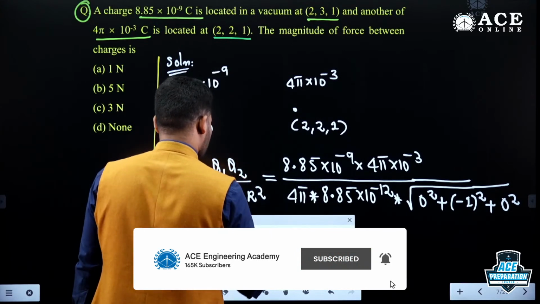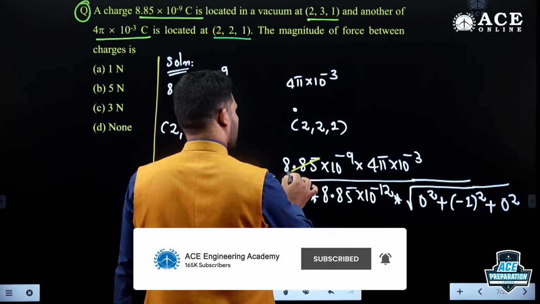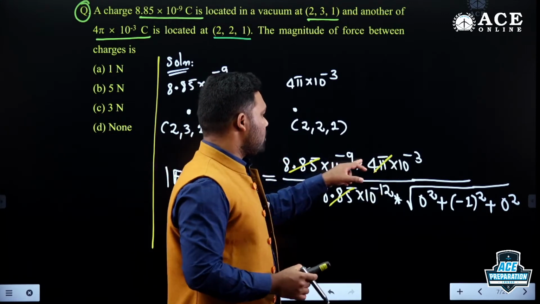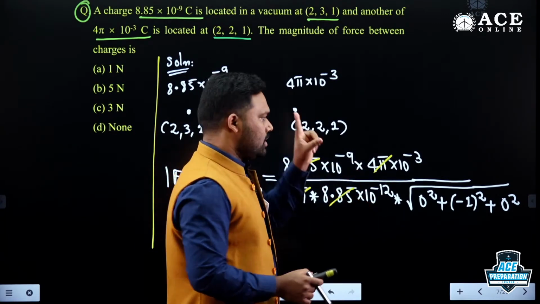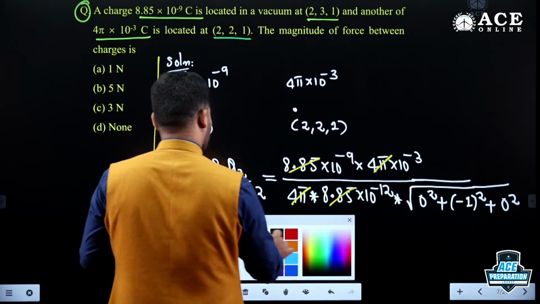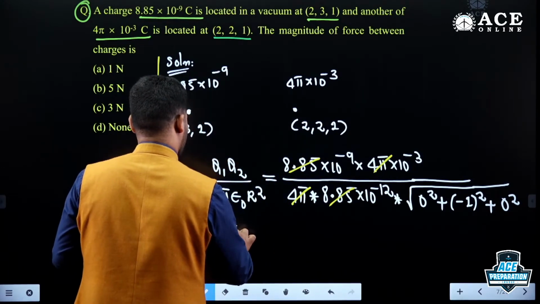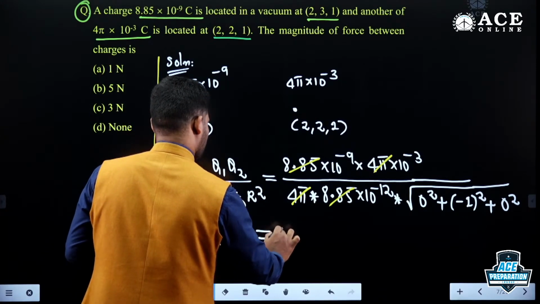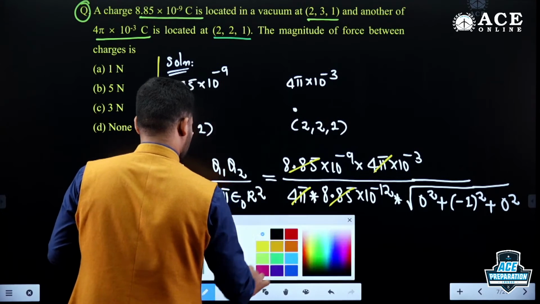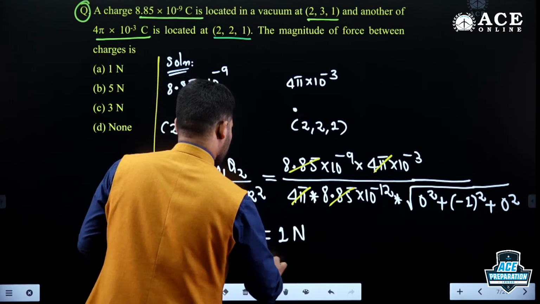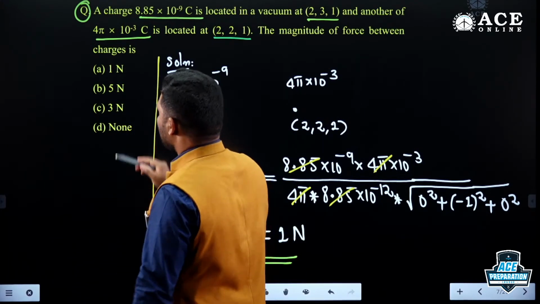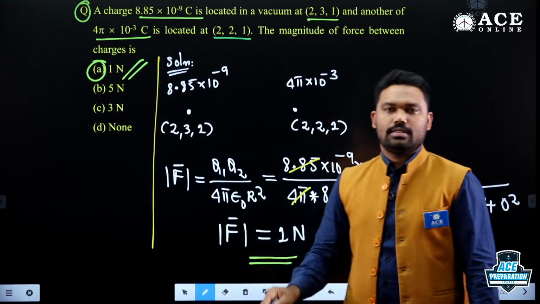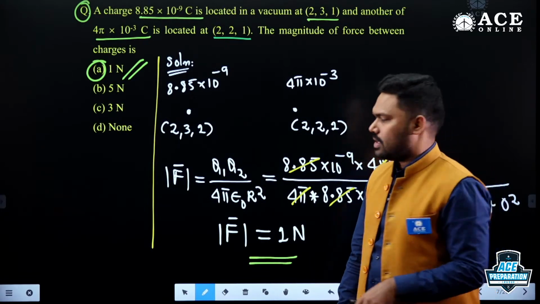Fine. So what are the things you can cancel out here? You can cancel out this part, this part, this part, this part. Here it is 10 to the power of minus 12 by 10 to the power of minus 12, which is equal to 1. So what is the magnitude of the force between these two charges? 1 Newton is the answer. Option A is the answer. Clear? Very simple and straightforward.